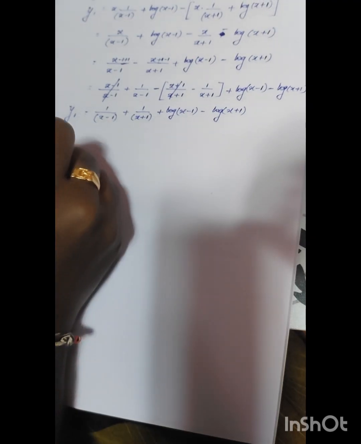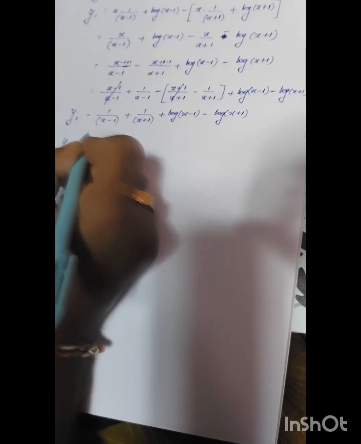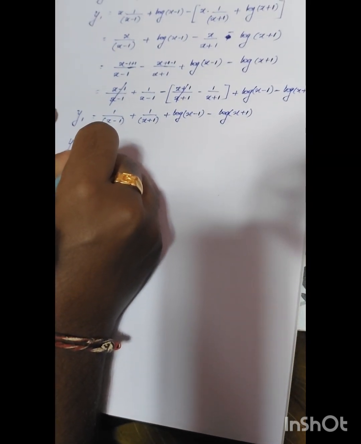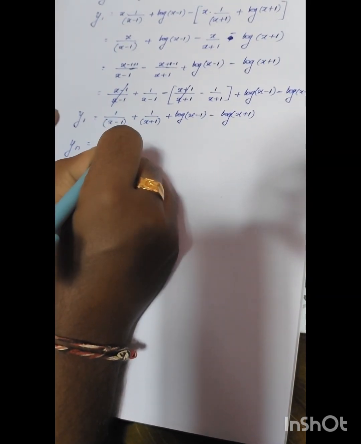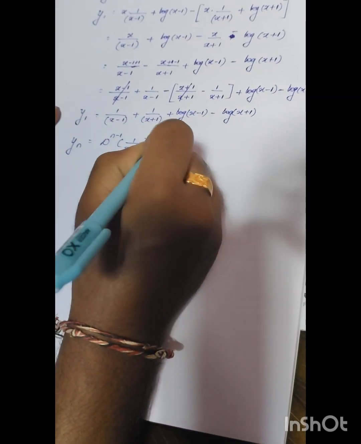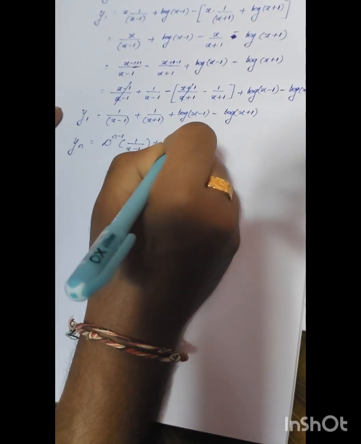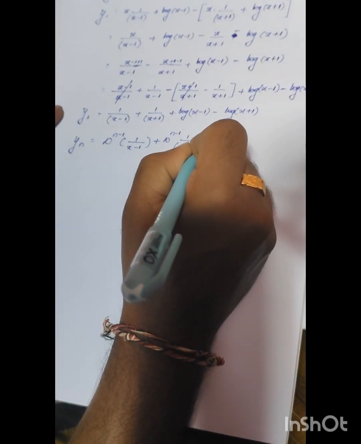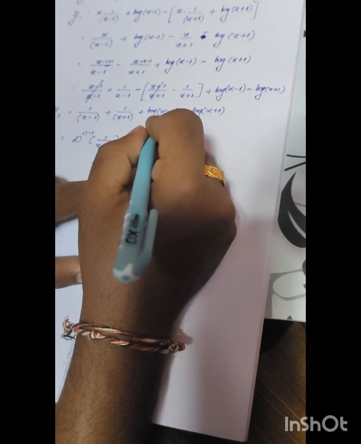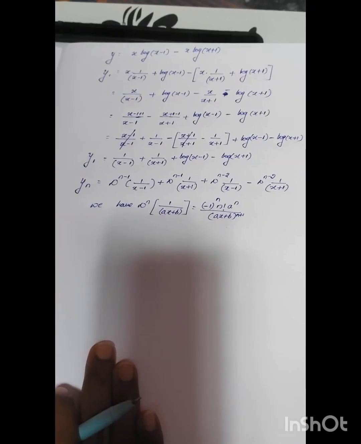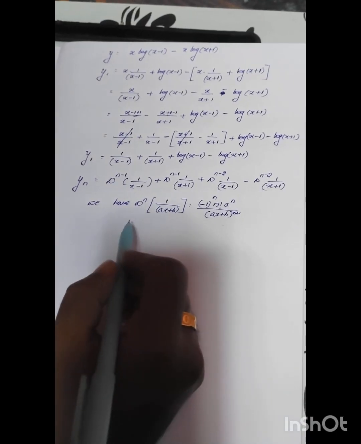So now what happens, yn will be equal to, since it is the nth derivative and it is y1, I have already differentiated this once, so now this will become d n minus 1 of 1 over x minus 1 plus d n minus 1 of 1 over x plus 1 plus this log function. Yeah, so we have the same thing here.